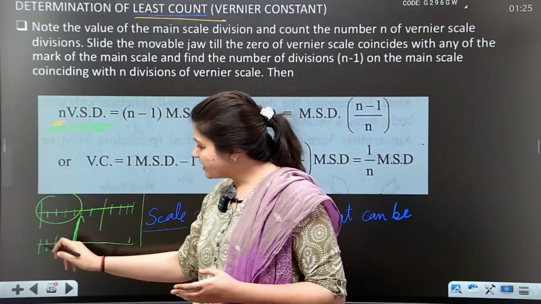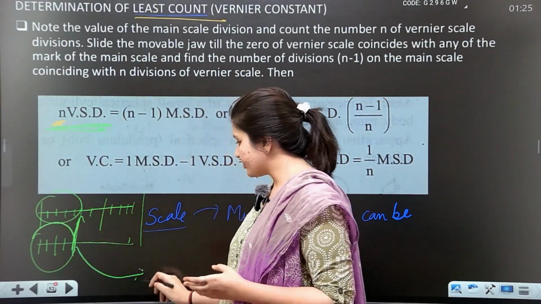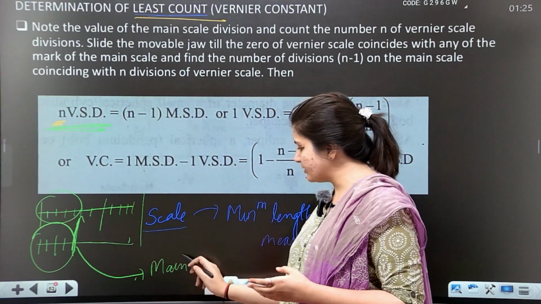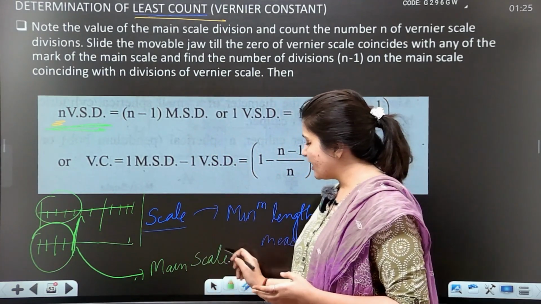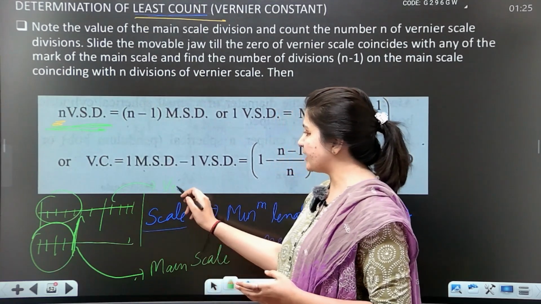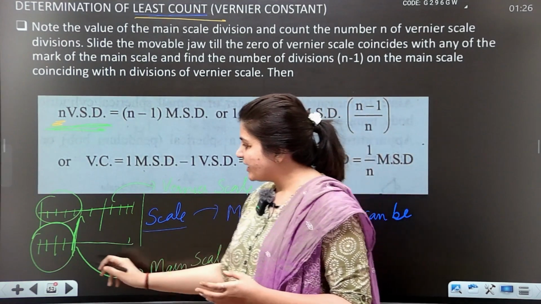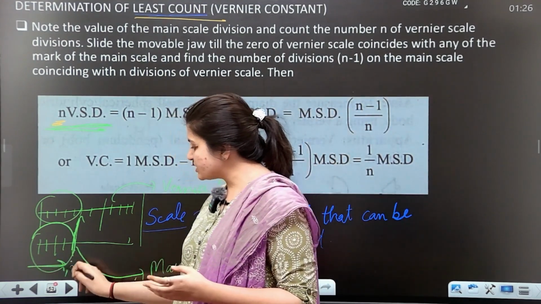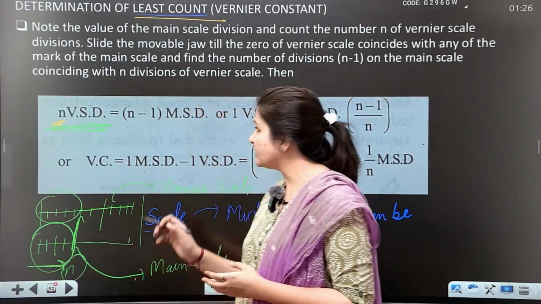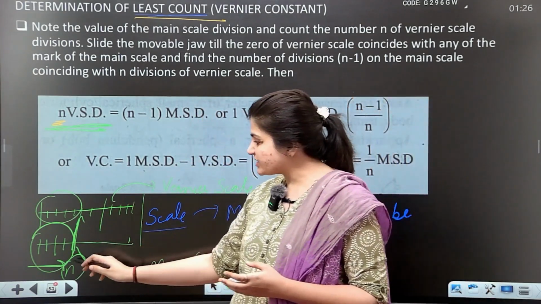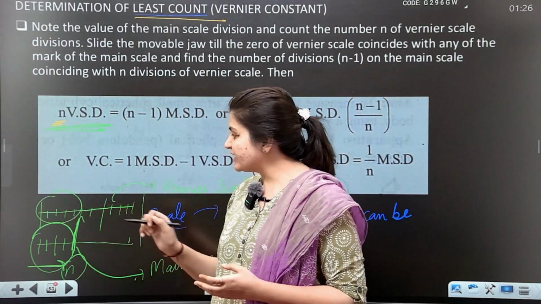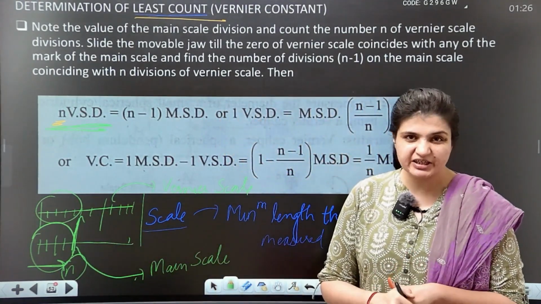Let's consider this is the vernier caliper. This is the main scale, and this is the vernier scale. If the nth division of the main scale is coinciding with the nth division of the vernier scale, coinciding with the n dash division of the vernier scale.